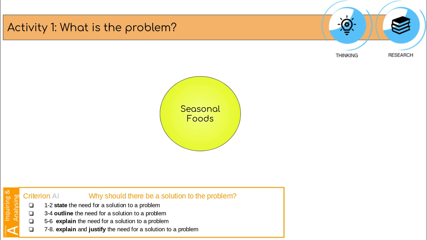Try and create a mind map here. That's what we did in the lesson. And if you look at your success criteria, if you're aiming for a 5 to 6 or a 7 to an 8, you're explaining and justifying why we need to solve these issues, why we need to solve problems around transportation, food grown all year, and demand for popular food. So create a mind map for this.